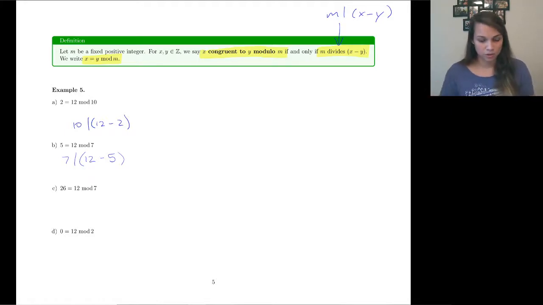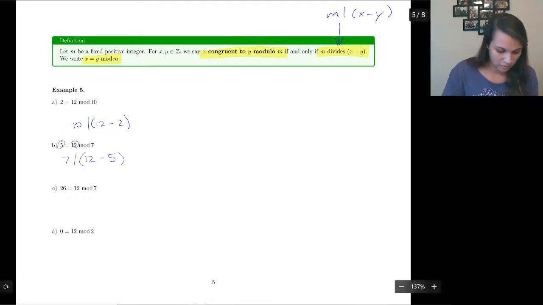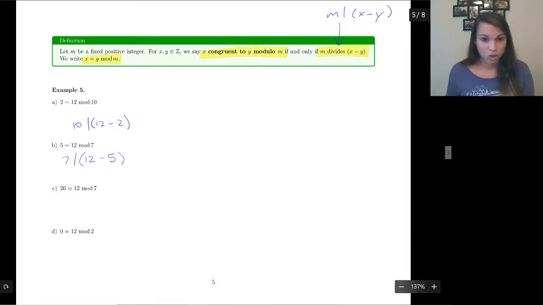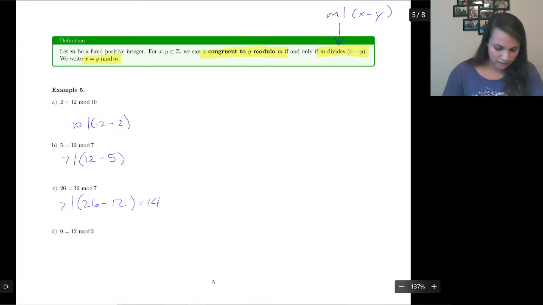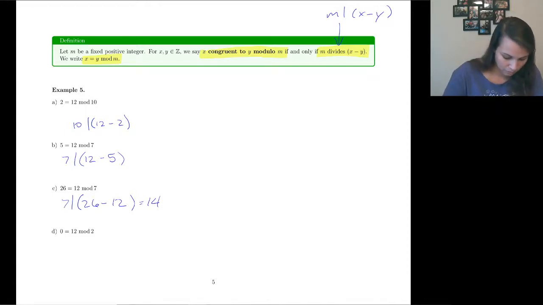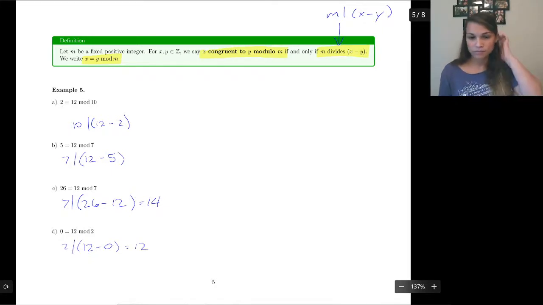It doesn't have to be smaller. So in these two examples, 5 is smaller than 12, and 2 is smaller than 12. It could be bigger. Let's do an example for that. If we do 26 minus 12, that's 14. 7 does indeed divide that. And then last example, you can have 0 is equal to something mod m, because 12 minus 0 would just be 12, and 2 divides 12.